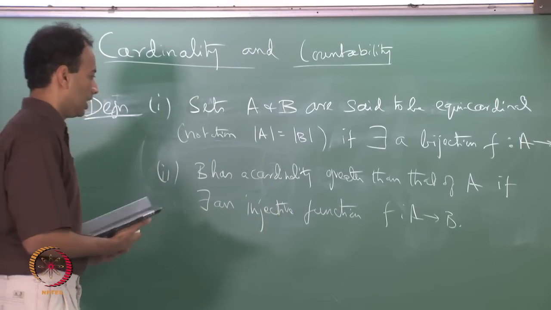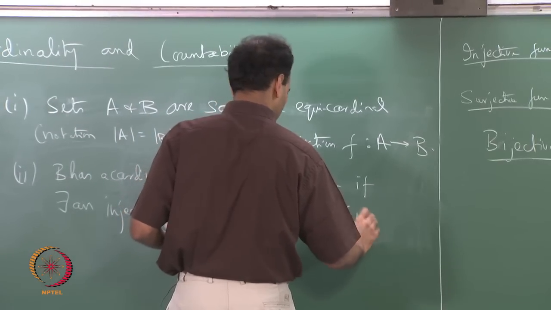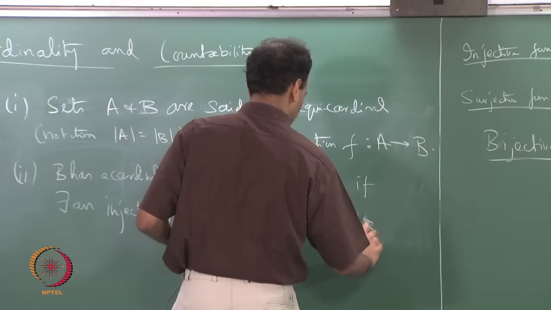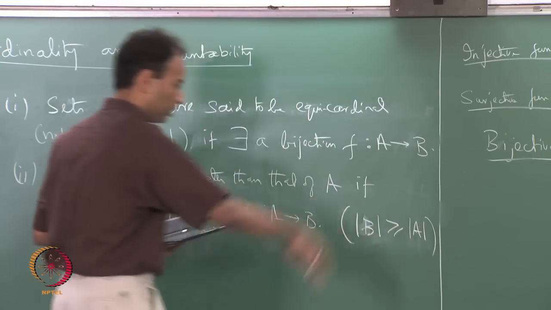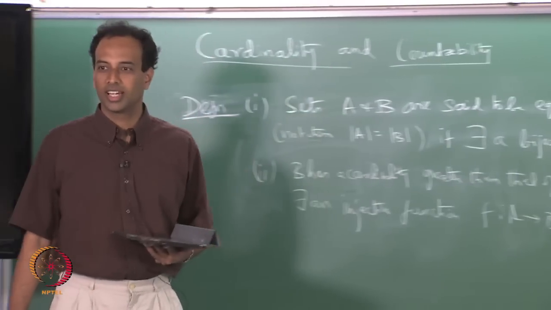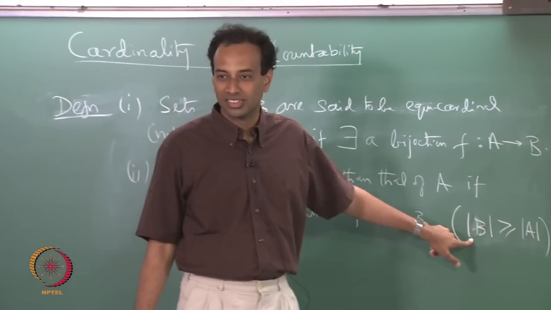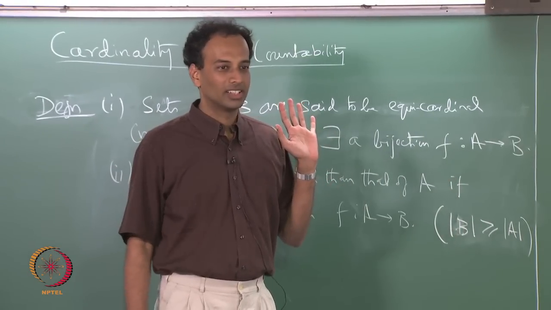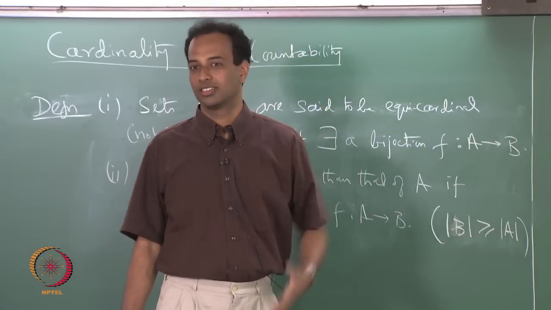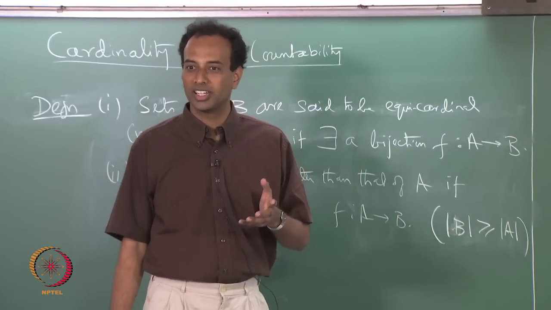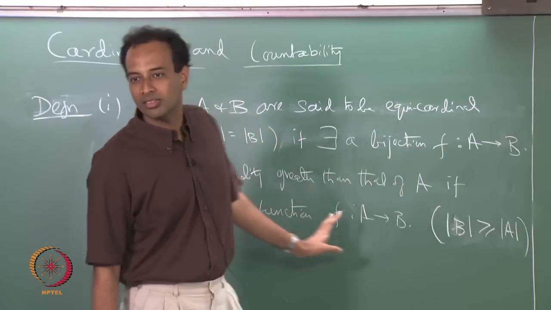Okay. Here the notation is cardinality of B bigger than or equal to. If I put two vertical lines, it is called its cardinality. Remember, I did not tell you what the cardinality itself is. I am only comparing cardinalities. I am not saying that the cardinality is this, as in the case of finite sets. But I am just saying that one is bigger than the other in this sense. Okay.